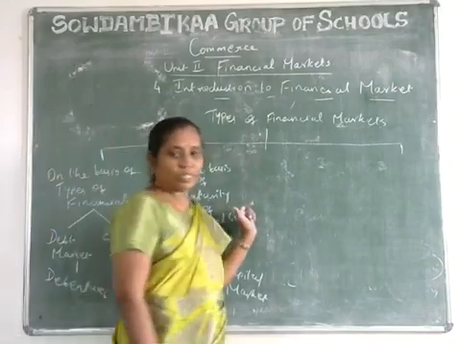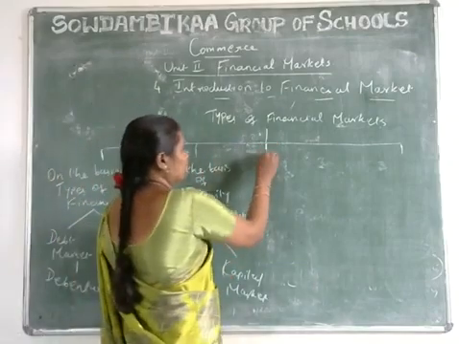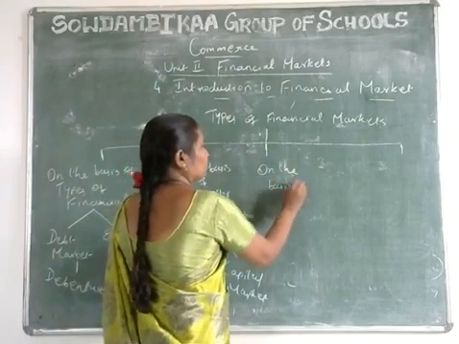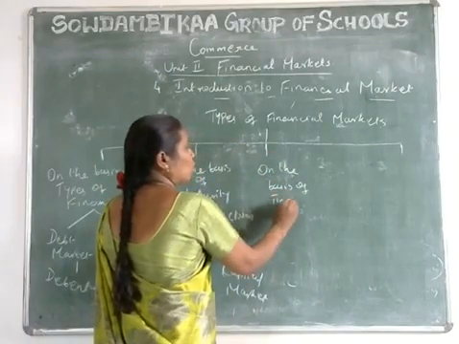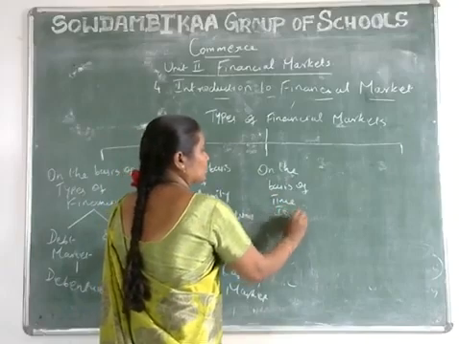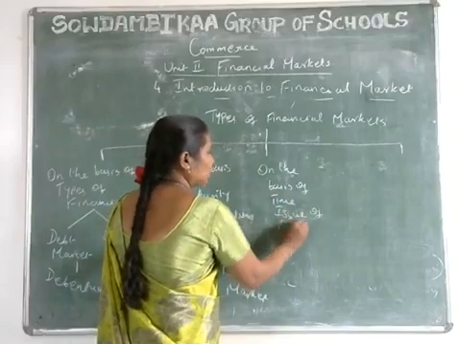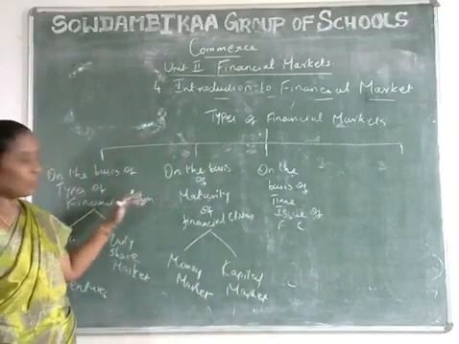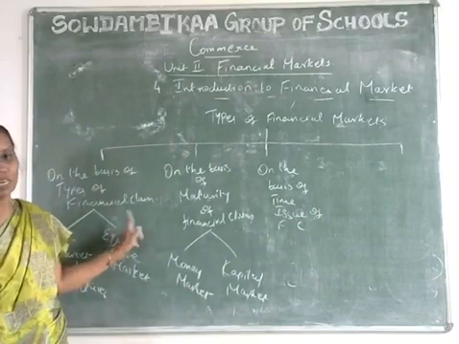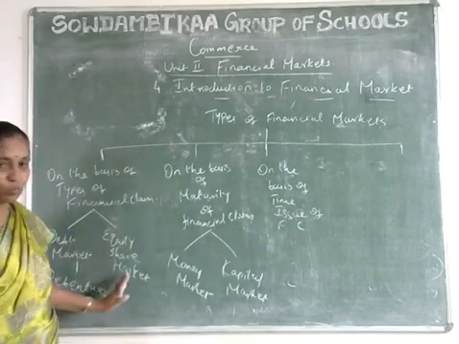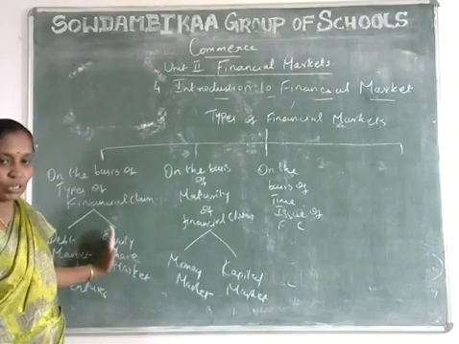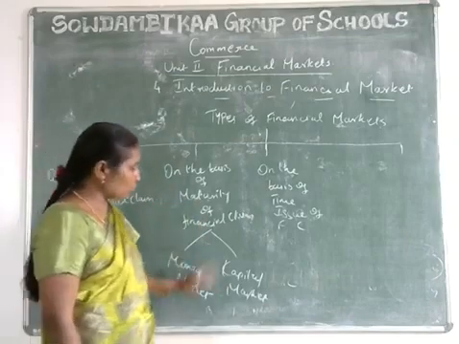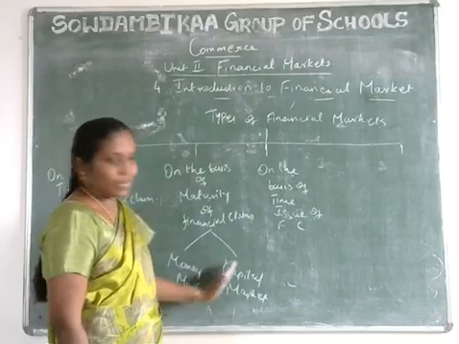And what is the next one? On the basis of types of financial plans, you have here two types, debt market and equity share market. On the basis of maturity of financial plans, you have here two types, money market and capital market.